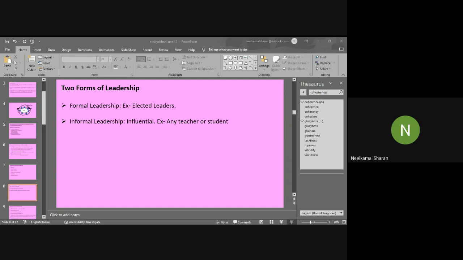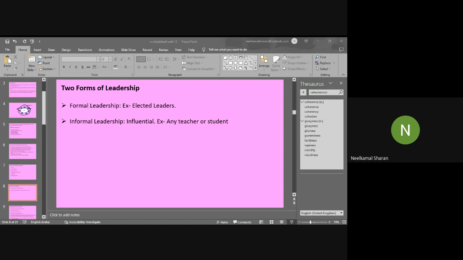Moving now. Okay. So there are two forms of leadership. First form is formal leadership. Formal leadership means the elected leaders. Like for example, the president or prime minister of a country, they are elected by all the members of the country. So they are elected leaders, and we can broadly say that these elected leaders are a kind of formal leadership.